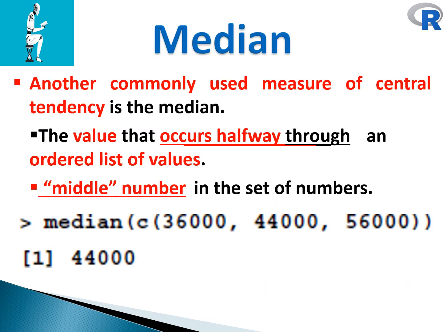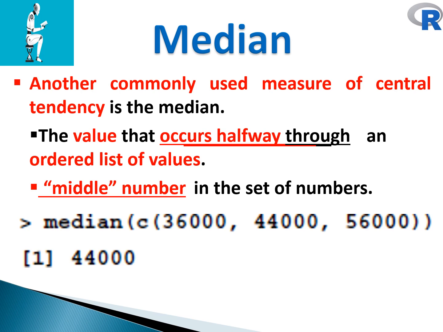The next measure is median. Another commonly used measure of central tendency is the median value, the value that occurs halfway through an ordered list of values. That means the median is the middle value, a middle number which divides the data distribution into two parts. To find the median, you can use the command median, then specify the vector or the vector variable name. Here, with the same data values, median of c(36000, 44000, 56000). So the middle value is 44,000.